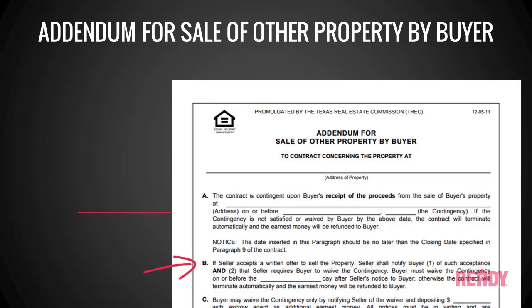Paragraph B gives the number of days that the buyer has to remove the contingency if the seller accepts a backup offer. So typically you'll put 3 days in here. Sometimes the seller might ask you to put 2 days. Sellers always want fewer days. But basically that's the amount of time that your buyer has to decide either to move forward with it.